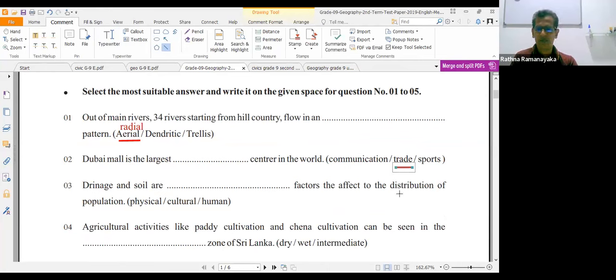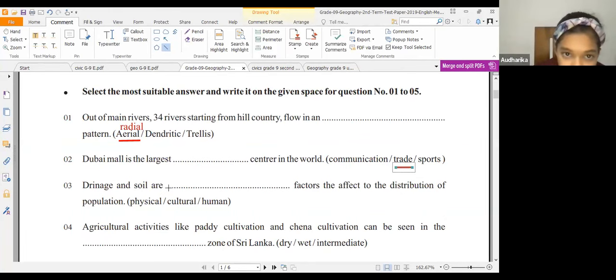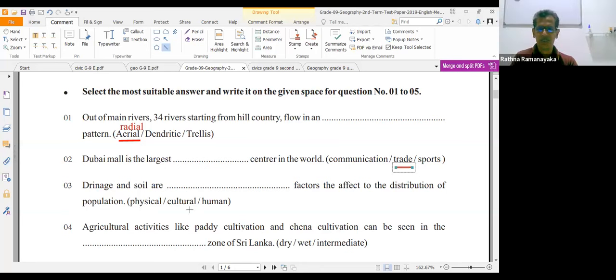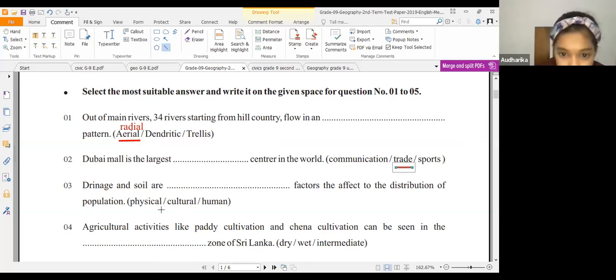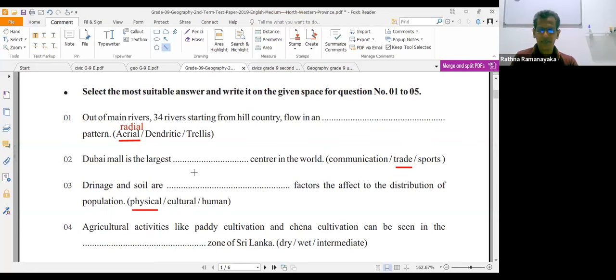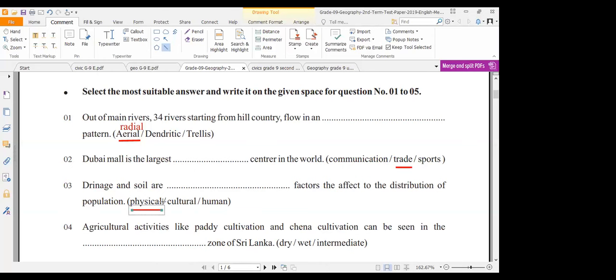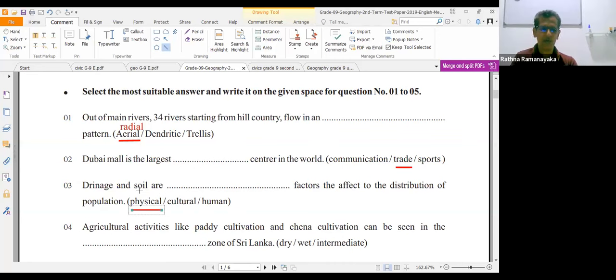Drainage and soil are factors that affect the distribution of population. Physical factors, yes. Drainage and soil are physical factors that affect the distribution of population. Infrastructure facilities and service facilities come under human factors. Relief features also affect the distribution of population.